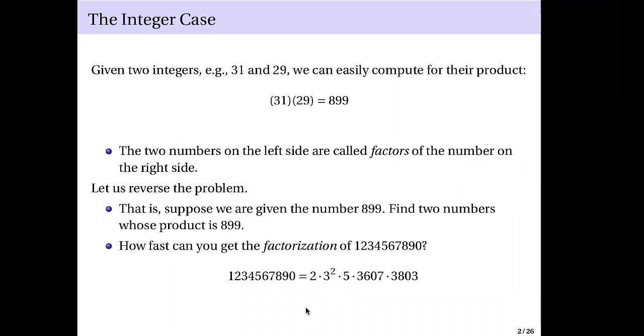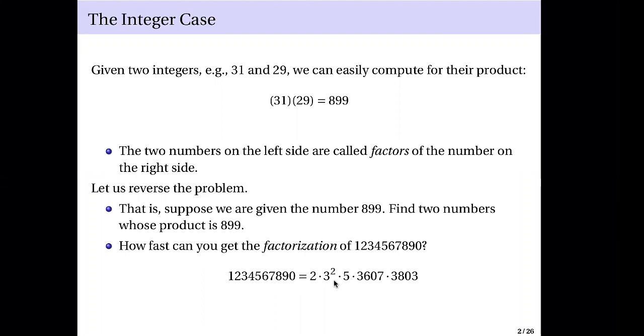So this number here can be factored into the following. You have 2 times 3 squared times 5 times 3,607 times 3,803. So this number on the left can be factored using these numbers on the right. In fact, if you multiply all of this, we will obtain this number on the left. If you were able to get it fast, good for you. But honestly, I myself won't be able to get this factorization as fast.